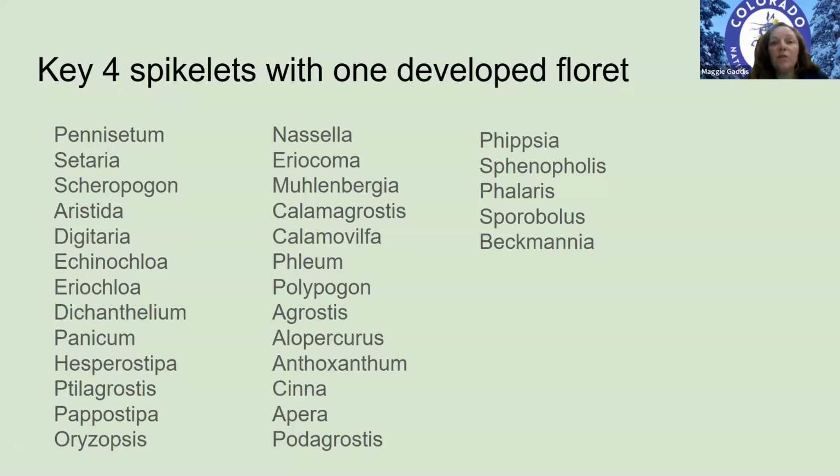Key 4, spikelets with one developed floret. Here we've got Aristida, which we looked at, purpurea, purple three-awn. We have Panicum virgatum, which we didn't actually look at, which was switchgrass. Hesperostipa comata, Oryzopsis, which I think still exists, but the sand rice grass isn't in there anymore. It's in the Achnatherum, Muhlenbergia, Calamagrostis. So that's the Karl Foerster grass, but we do have native versions of Calamagrostis, and I found one on Pikes Peak in the alpine, Calamagrostis purpurascens. It was very beautiful. And yeah, Sporobolus is another one that I'm familiar with.